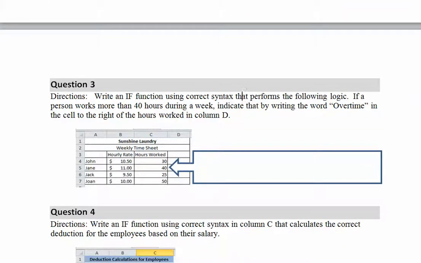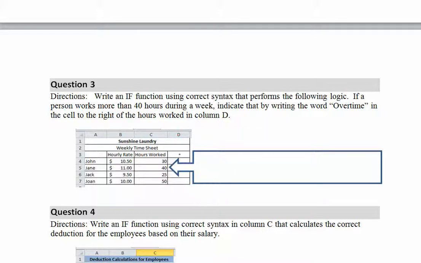Question number 3 says, write an if function using the correct syntax that performs the following logic. If a person works more than 40 hours during a week, indicate that by writing the word overtime in the cell to the right of the hours worked in column D. It didn't really say what we should do if they didn't work over 40 hours, so we can assume that we do nothing if that's the case.